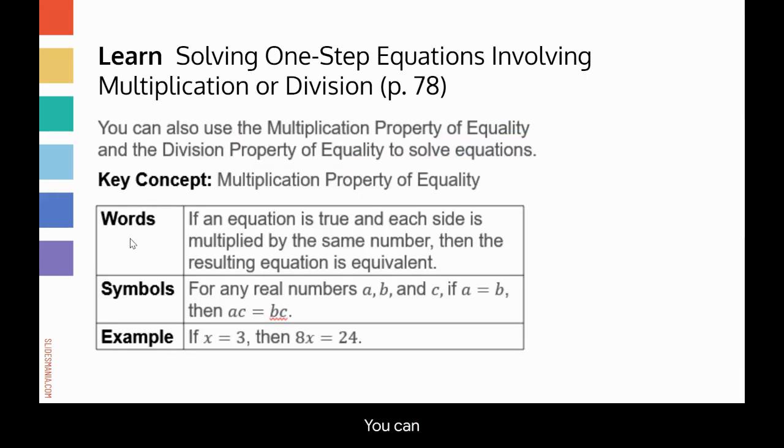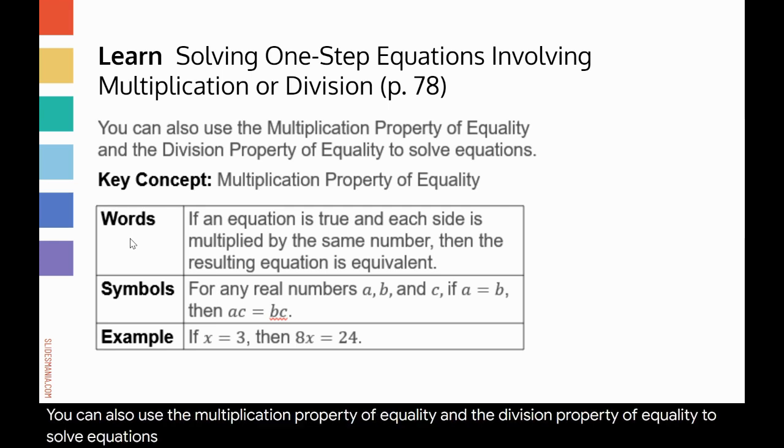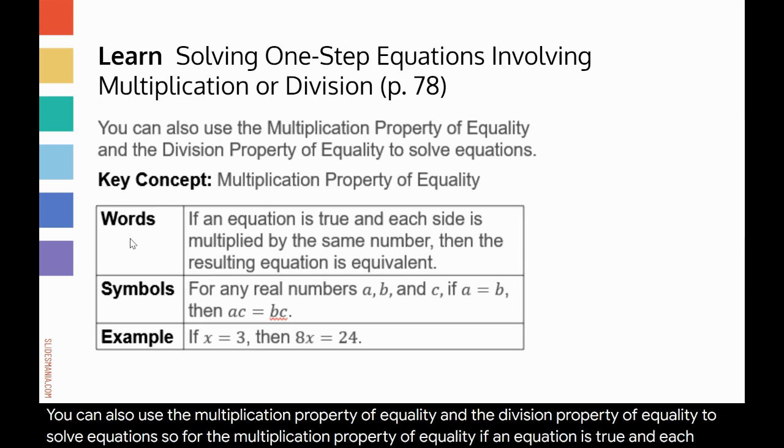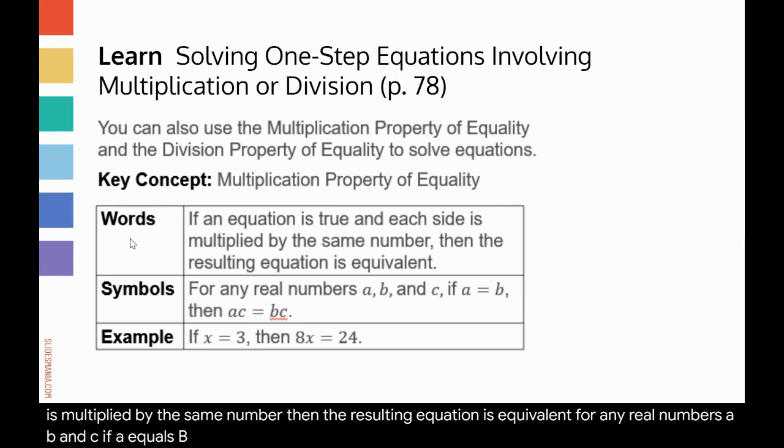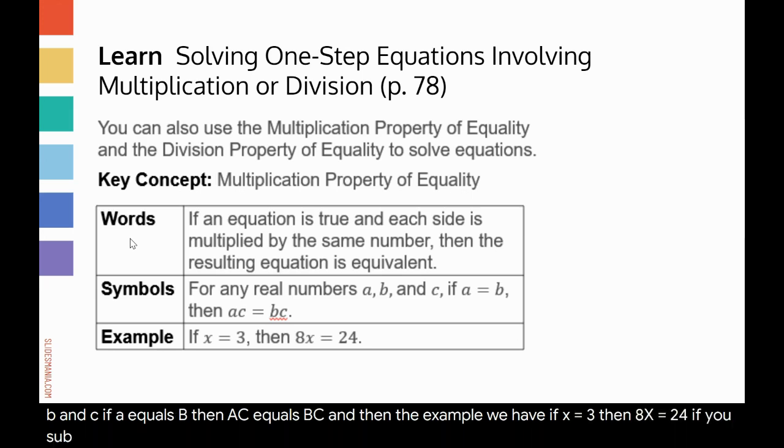Okay, you can also use the multiplication property of equality and the division property of equality to solve equations. So for the multiplication property of equality, if an equation is true and each side is multiplied by the same number, then the resulting equation is equivalent. For any real numbers a, b, and c, if a equals b, then ac equals bc. And then the example we have, if x equals 3, then 8x equals 24 if you substitute the 3 for x.